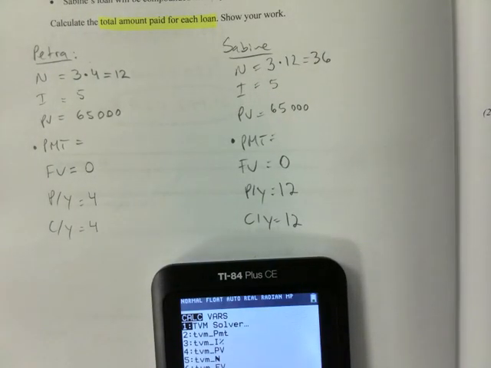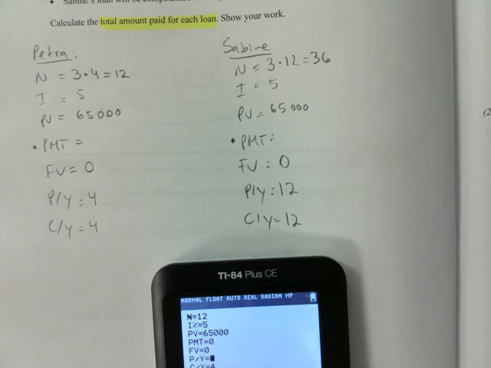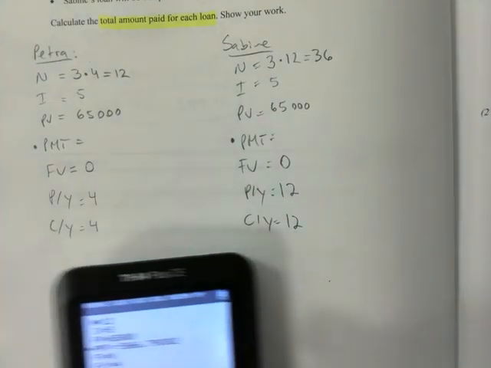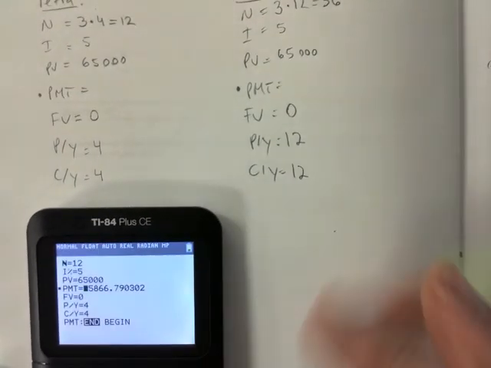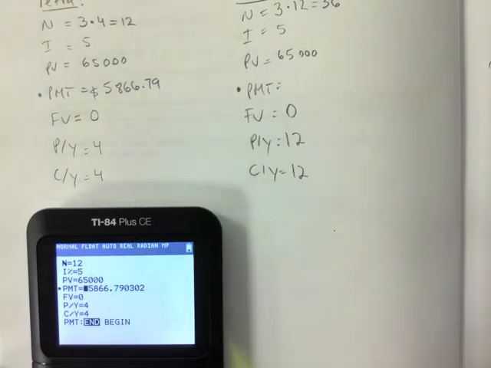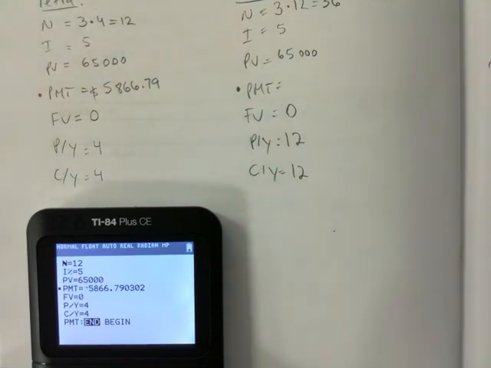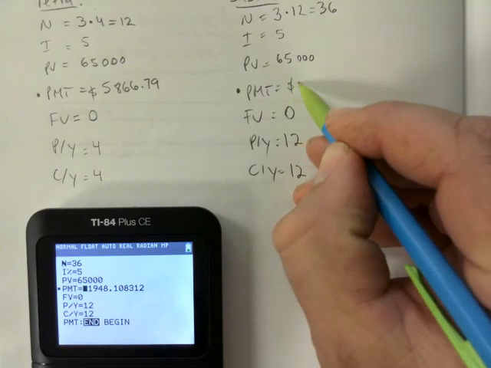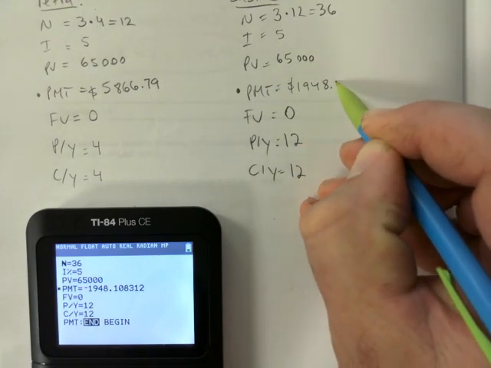So apps, finance, TVM solver. And let's go to town here. Payment is $5,866.79. I will do Sabine's right away. So 12 and 12, the compounding and the payments. I'll put a 0 on payment for now. I gotta go 36 at the top for N. Payment is $1,948.11.